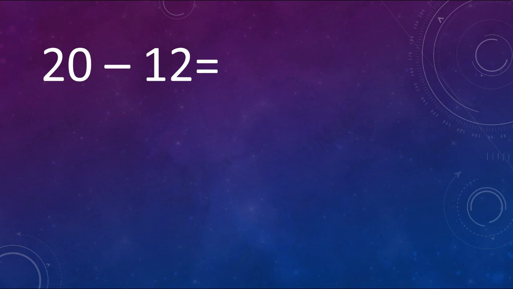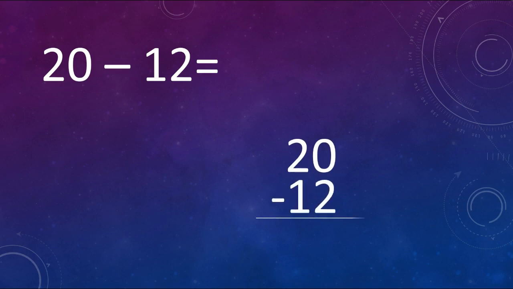Okay, so we are going to continue subtracting here. We're going to take 20 minus 12. We're going to line it up vertically here. And it looks like we have our 1s lined up and our 10s lined up. We have a 0 here. We cannot take 2 away from 0. If we have 0 cookies, we cannot give 2 away.